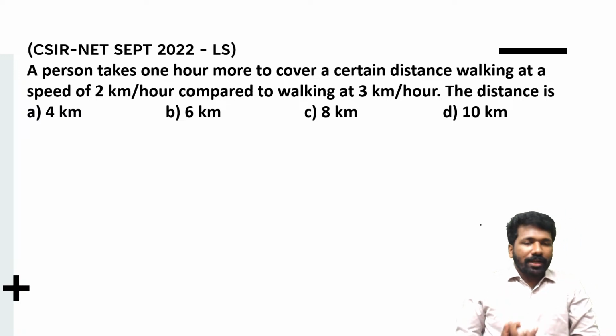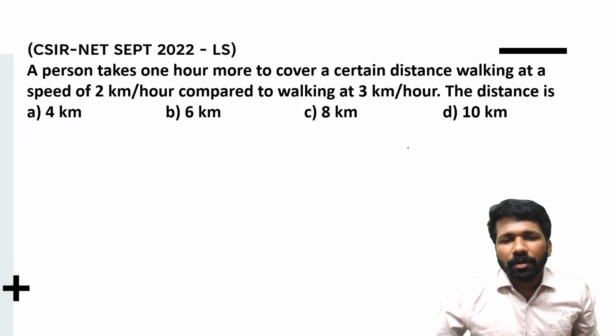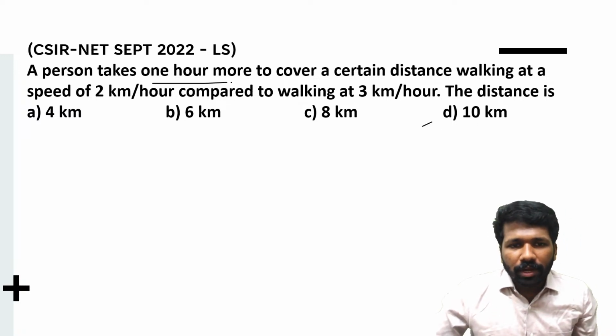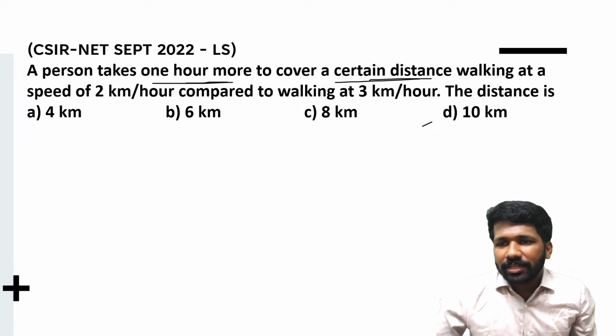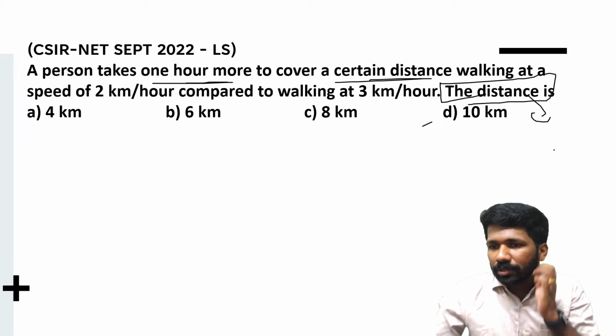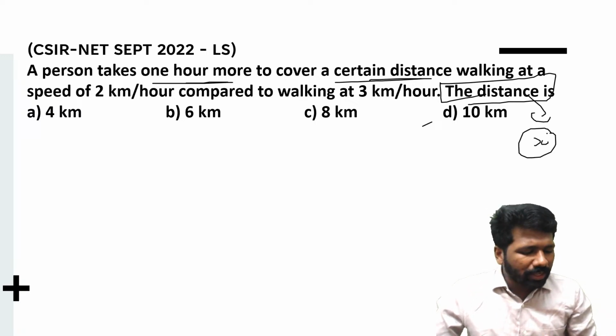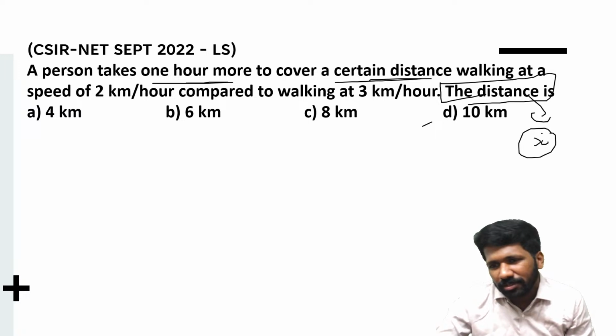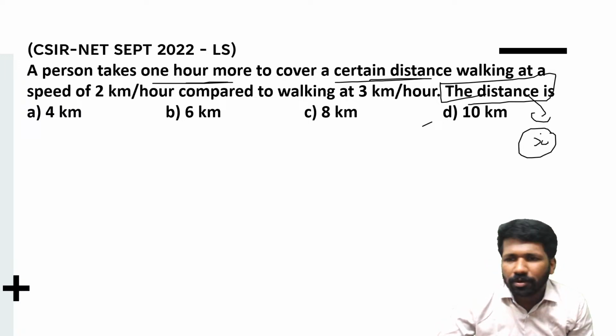Okay, some of you got an answer. Let's see. A person takes 1 hour more, so the time is 1 hour more to cover a certain distance. We don't know that distance. That distance is our final unknown. If you are doing the direct method, here the direct method is better because the equation to be formed is not very complicated. Let the distance be x.